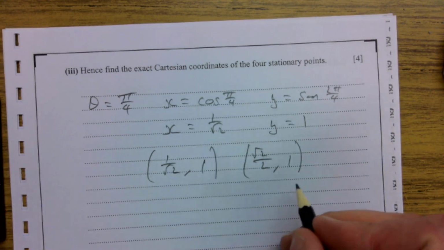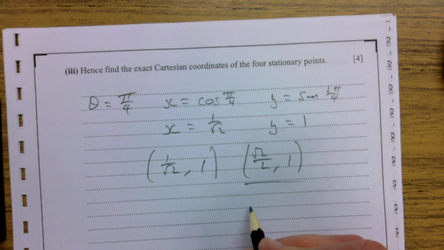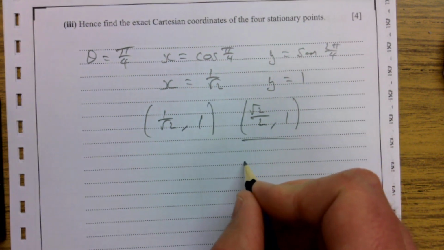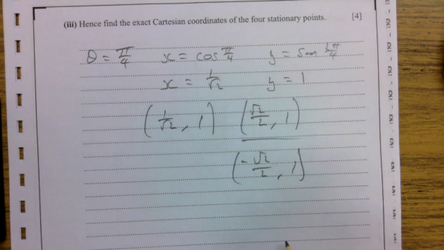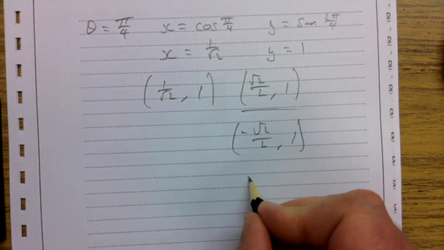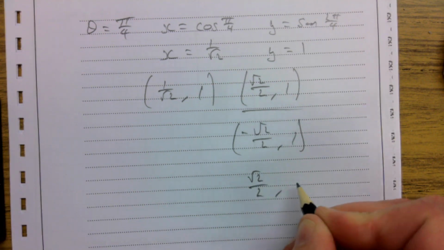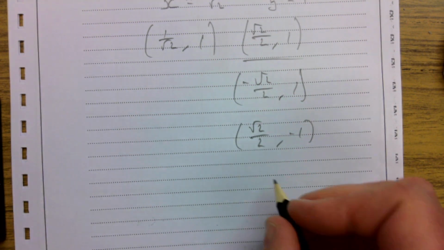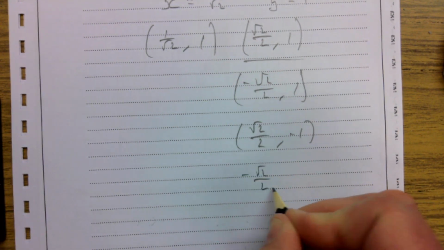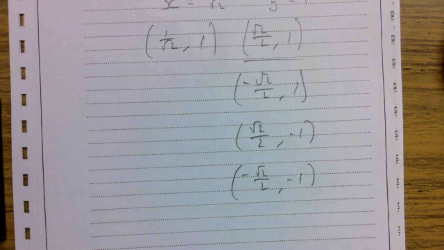But the 4 values end up being, there's 1 there, and the next one then is minus root 2 over 2, 1. The next one then is root 2 over 2, minus 1, and then one with both minuses, minus root 2 over 2, minus 1. Hence find the exact Cartesian coordinates of the 4 stationary points.